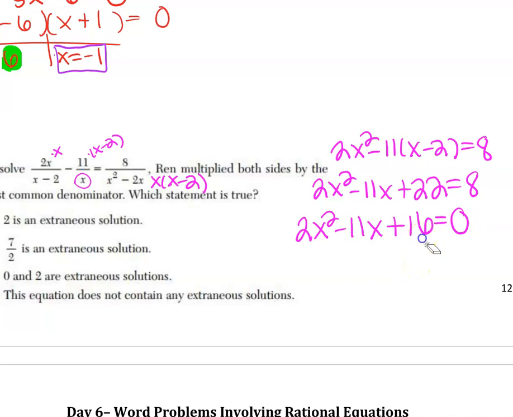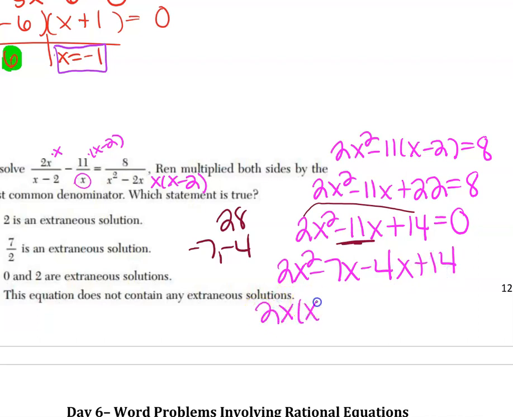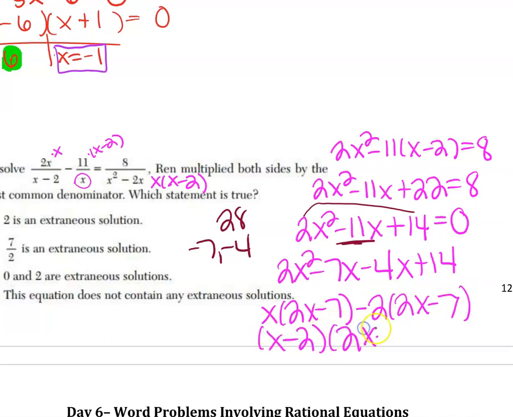Oops, that should be a 14. All right, so let's try to factor this. So I'm looking for factors of 28 that sum to negative 11. So negative 7 and negative 4 would work. First two terms I can pull out a 2x. Oh, I'm sorry. First two terms I can pull out an x. Next two terms I pull out a negative 2. Which means this factors to x minus 2, 2x minus 7.